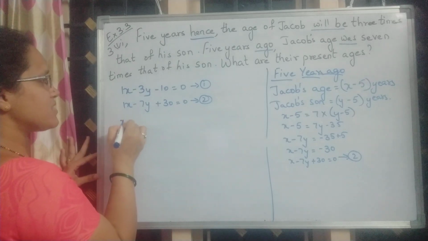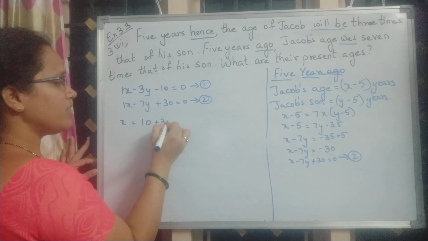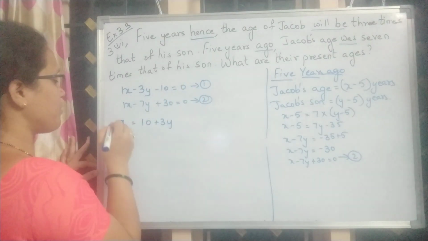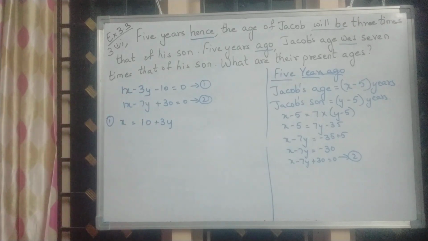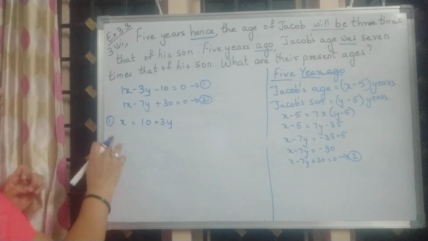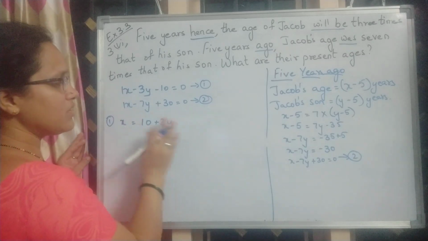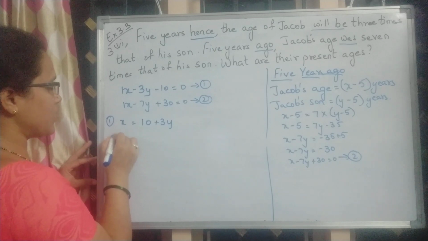So x equals 10 plus 3y. This statement I have taken from equation number 1. Substitute means you should substitute the value of a variable. That means x equals, make all the other things the other side, and then substitute in the second equation.